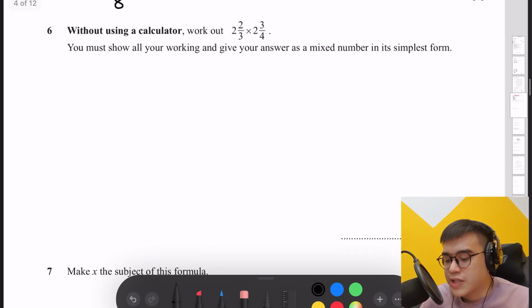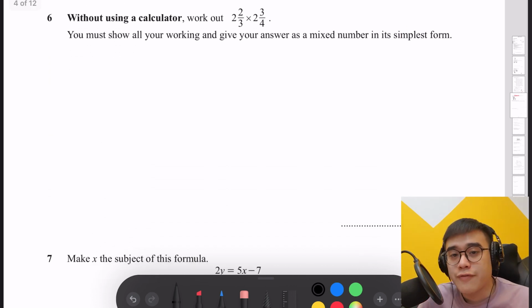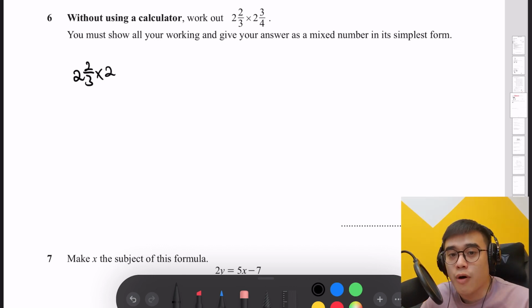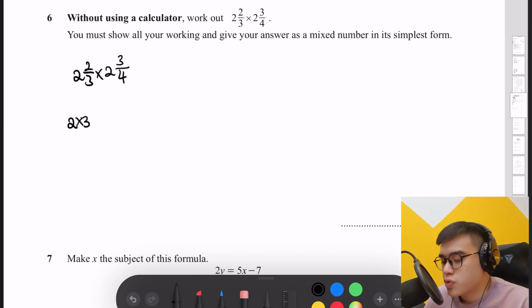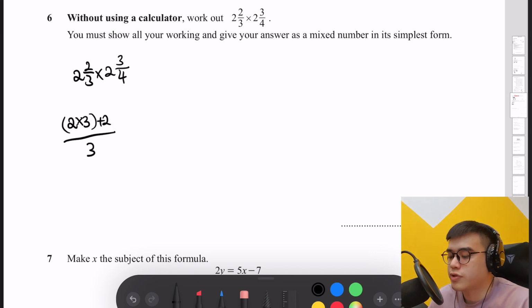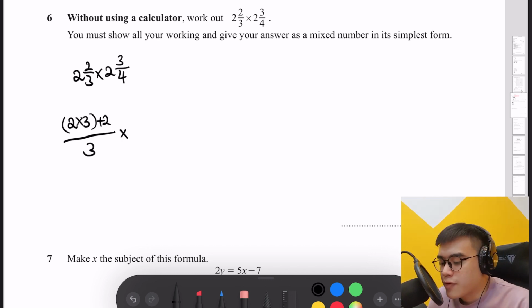Moving on to question 6, I first changed all the mixed numbers over there into improper fractions, so that I can run the comparison and factorize them. So 2 2 over 3 will be written as 2 times 3 plus 2 over 3, multiplied with 2 times 4 plus 3 over 4.